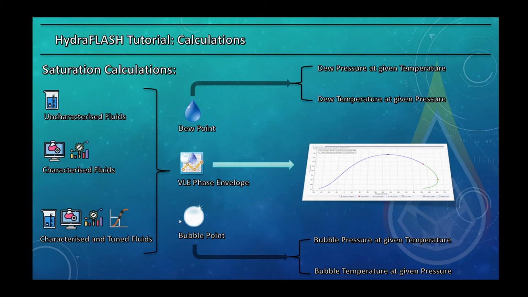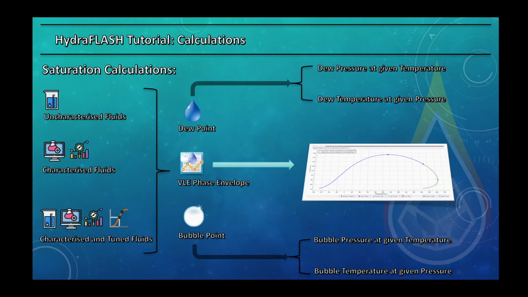It's the same for bubble point. Bubble point is a point where the first bubble of vapor forms in a liquid. So when you input a pressure for a liquid, HydraFLASH can predict the bubble temperature, which is the temperature at which the first bubbles of vapor form. Or you can input the temperature of the system and it gives you the bubble pressure. It's the pressure where the first bubbles of vapor form.